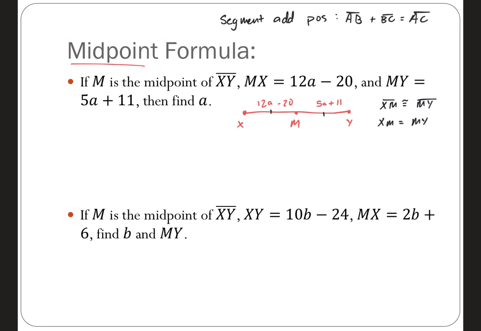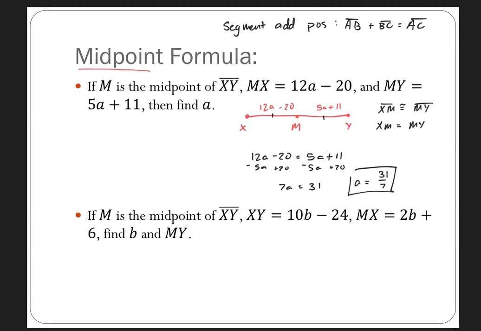And because they are equal to each other, I can say that 12A minus 20 is equal to 5A plus 11. Now this is an equation I can solve quite easily, and I can find what A is. This is going to be 7A plus 20 is equal to 31, which means that our answer, A, is equal to 31 over 7. Don't be scared of fractions. They're numbers too. Be nice to them.